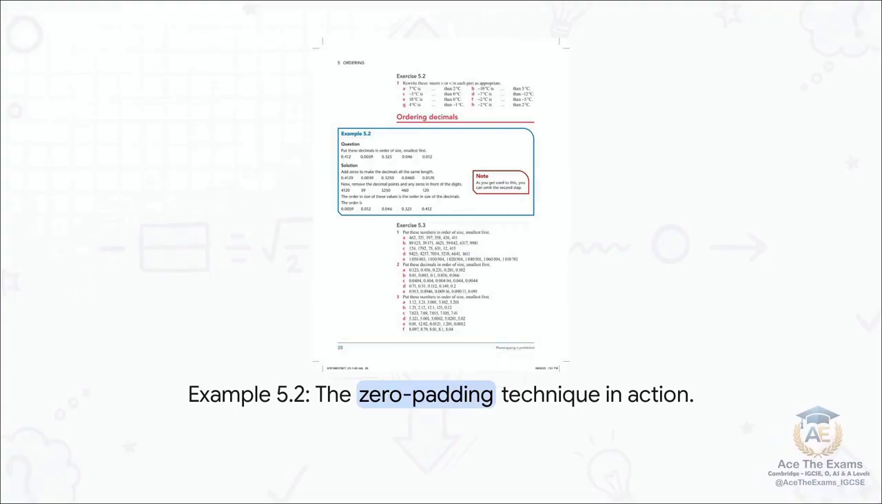We are asked to order 0.412, 0.0059, 0.325, 0.046, and 0.012. Okay, the longest decimal here is 0.0059, and it has 4 decimal places. So we're going to pad all the other numbers with zeros until they also have exactly 4 places. So 0.412 becomes 0.4120, 0.046 becomes 0.0460.